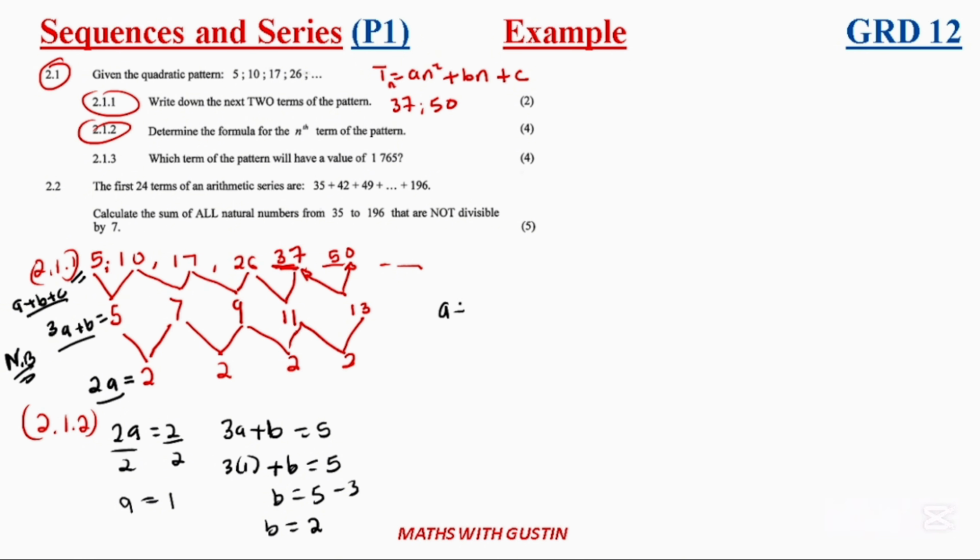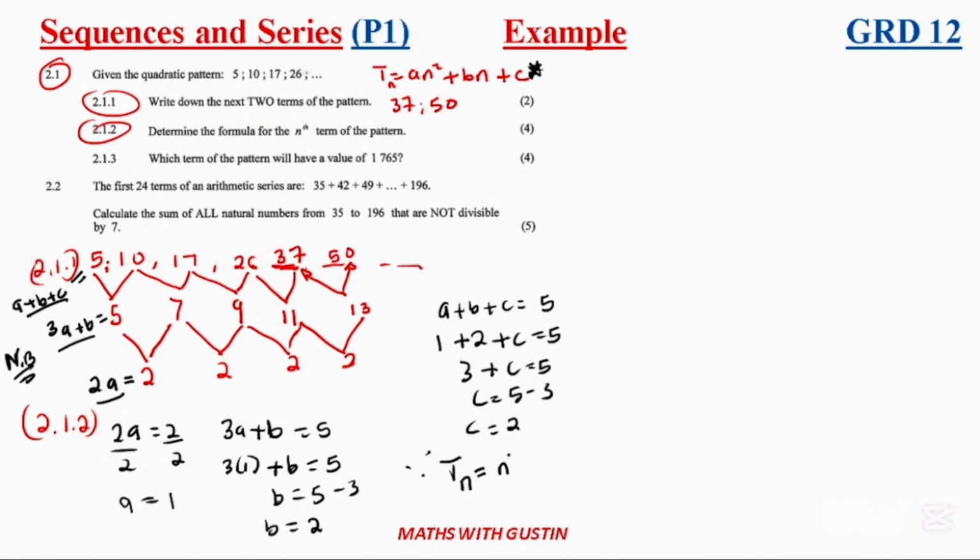Okay, the last one, a plus b plus c is equal to the first term, which is 5. So we already know a is equal to 1, b is equal to 2. We don't know what is c, therefore you can come here, 1 plus 2 gives us 3, 5 there, take 3 to the other side, 5 minus 3, which gives us c is equal to 2. Therefore this simply means our nth term is going to be equal to, we're gonna substitute it here on this equation right here. So a is equal to 1, so we're just gonna have n squared plus b, which is equal to 2n, and therefore plus c, which is equal to 2.